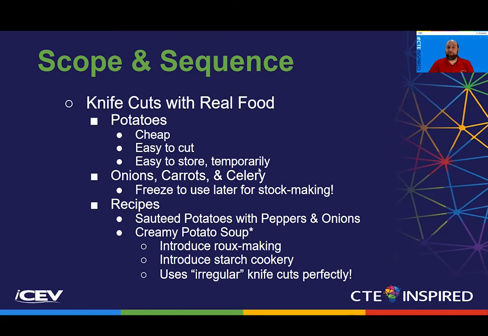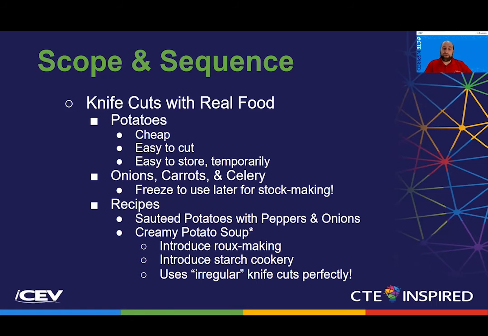Knife cuts with real food is what follows up the practice with the Play-Doh. They'll cut potatoes. They're cheap and easy to cut. They are easy to store temporarily, so I can put them in water in the refrigerator for 3 to 5 days and they're still good as long as they're covered with cool water. We'll also cut up onions, celery, and carrots. So we know that is mirepoix. I'm going to use that and freeze it for use later with our stock making unit, which comes up right after this.